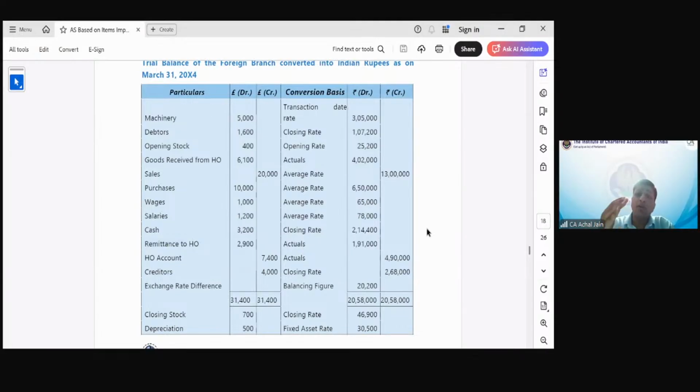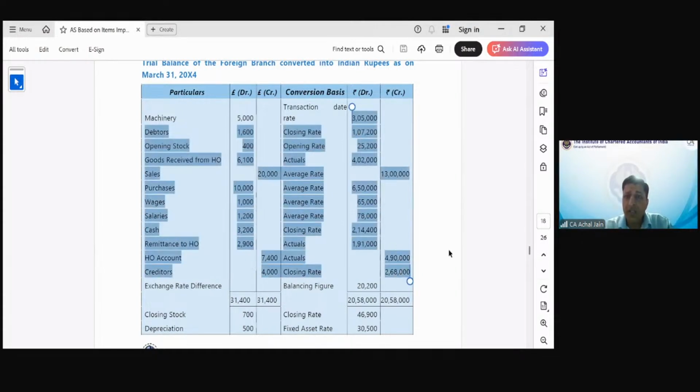Once you've done all of these translations, it appears the trial did not match. And we discussed that ideally it should not match. Yes or no? Because if you are converting some items at X rate and some items at Y rate, then obviously the trial will not match.